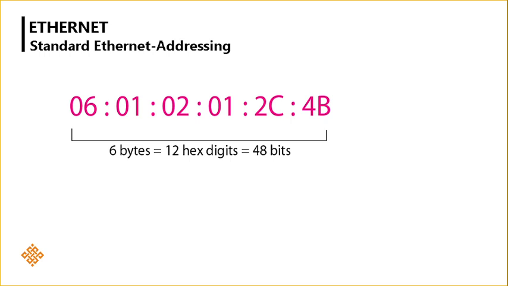Ethernet address is 6 bytes, that is a 48-bit address, where there will be 6 blocks of address separated by a colon. Each block will contain 2 hexadecimal numbers, so totally there will be 12 hexadecimal numbers. Each hexadecimal number is represented with 4 bits. So totally 8 bits for one block, 8 into 6, 48 bits for 6 blocks. So whenever this MAC address is given, you can easily identify what type of addressing it belongs to.